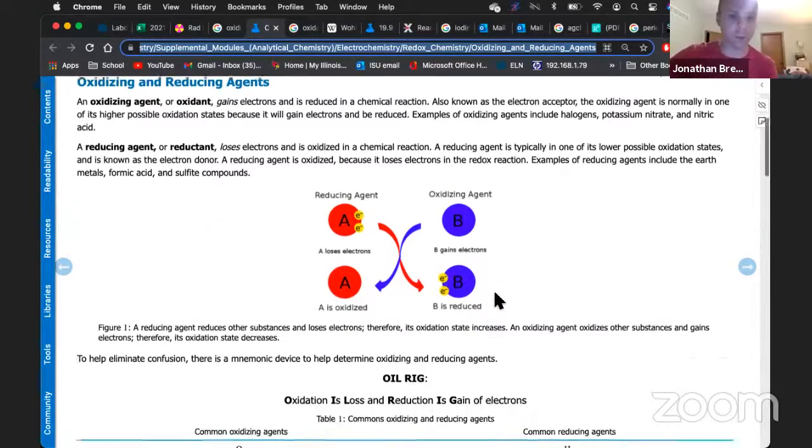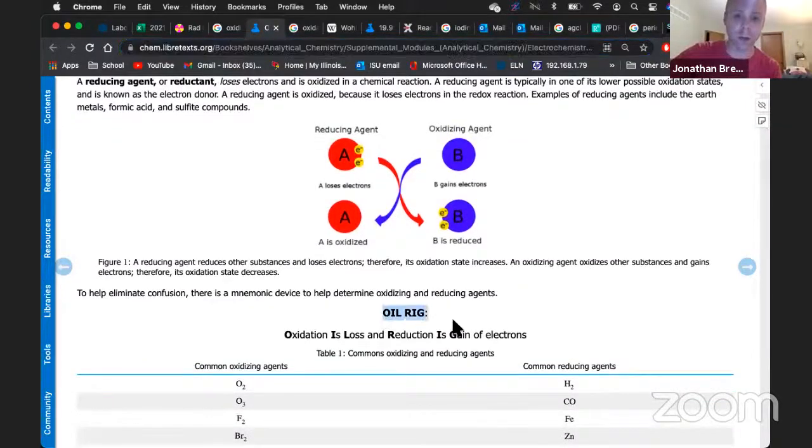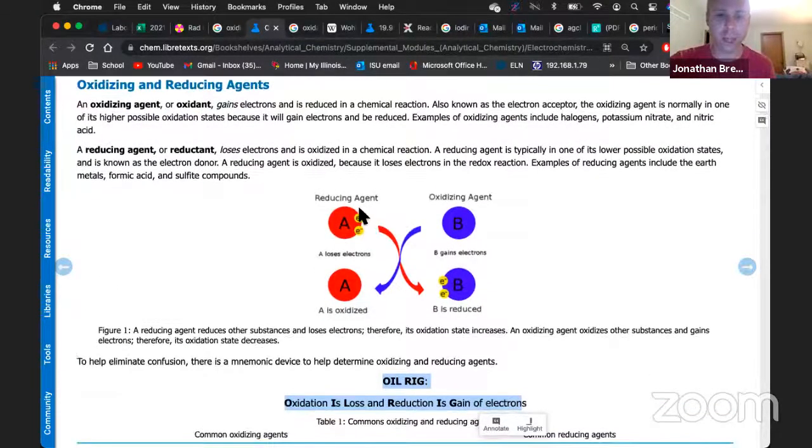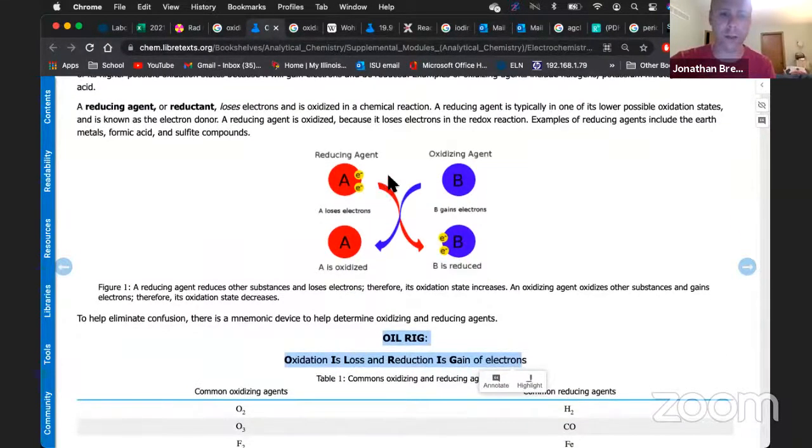The other common thing is this, which I learned in high school: OIL RIG. Oxidation is loss of electrons. Reduction is gain of electrons. So in their little example up here, the reducing agent gets oxidized, so oxidation is loss of electrons, and the oxidizing agent is reduced. It gains electrons. Now, you don't have to have a perfect understanding of this for this lab, but hopefully this gives you a visual of what's happening.